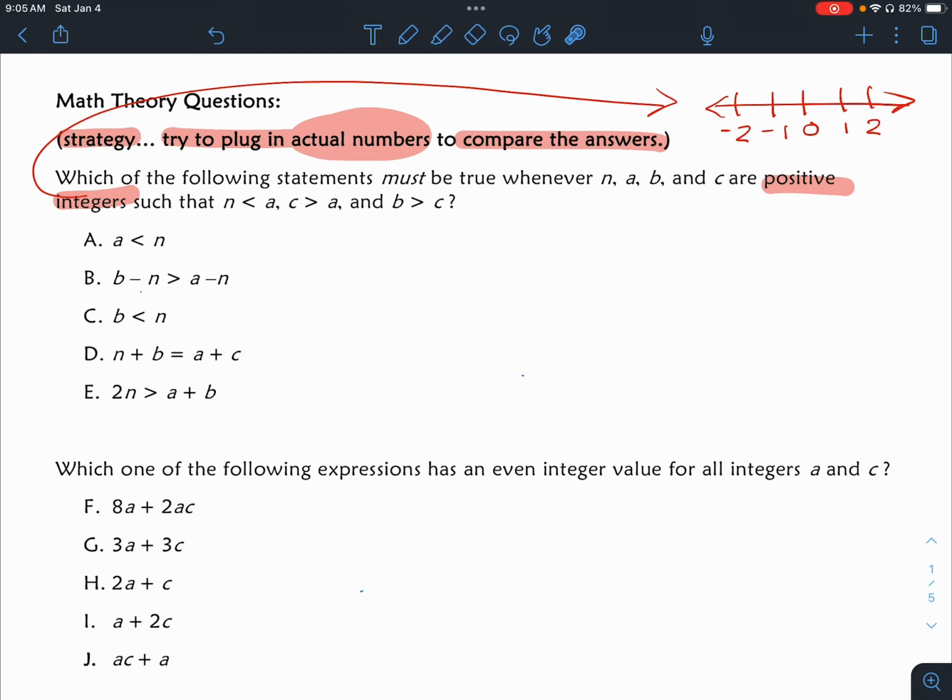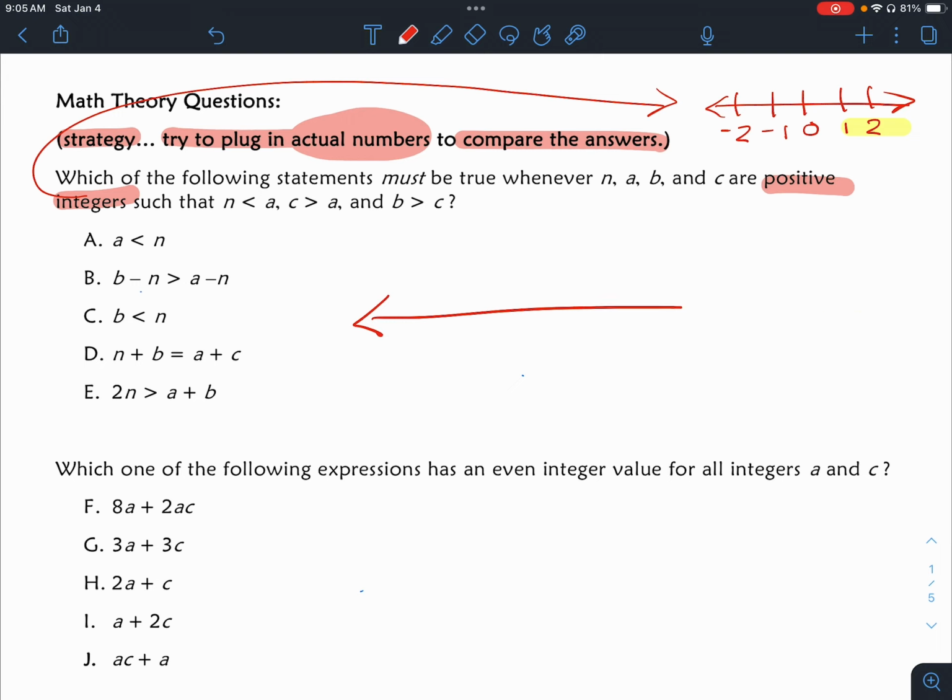Integers are not decimals. They are not fractions. They go positive, they go negative, and they do include 0. But they are these nice rounded numbers, nothing that is a decimal or a fraction. Now, this is saying that n, a, b, and c are all positive. So now we're talking about only starting with the number 1 and going up. So 1 would be the smallest positive integer. Here are all of these relationships.